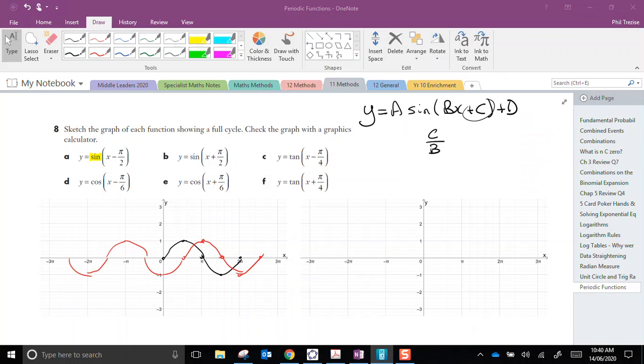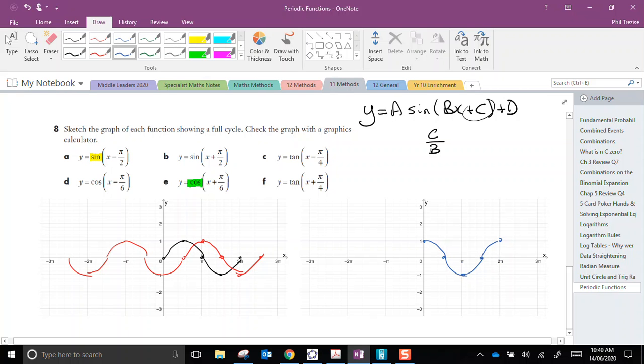I might try a cosine graph. Let's try this one. So our base function is cosine, and it's y equals cosine of x. So cosine, remember, starts at positive 1, then goes to 0, goes to negative 1, back to 0, back to positive 1. This is our basic cosine graph, y equals cosine of x.